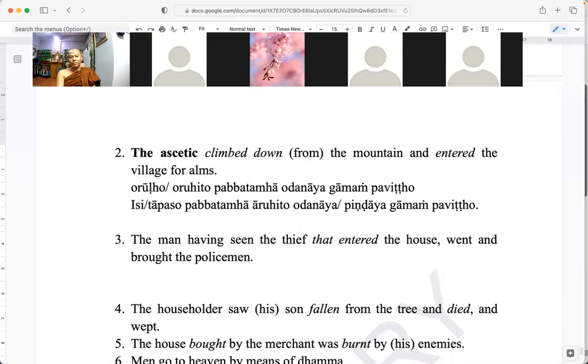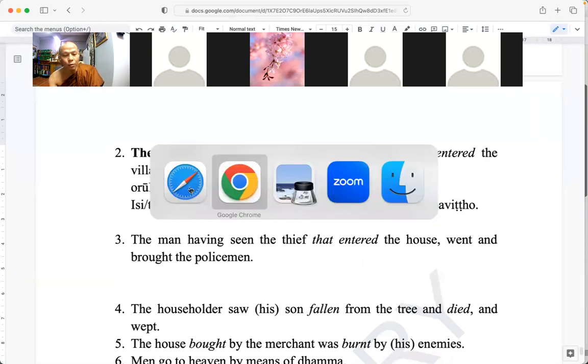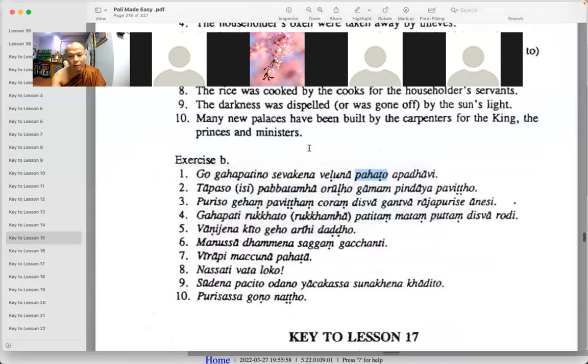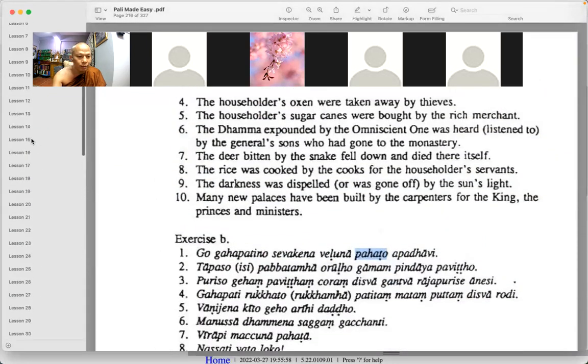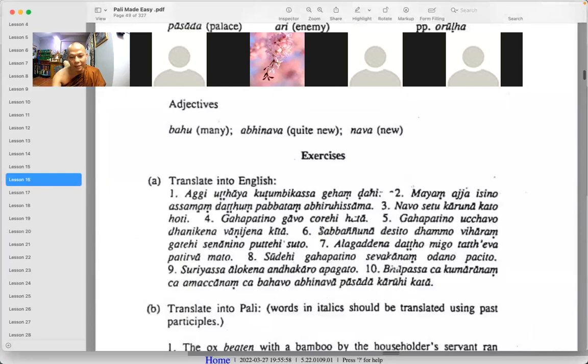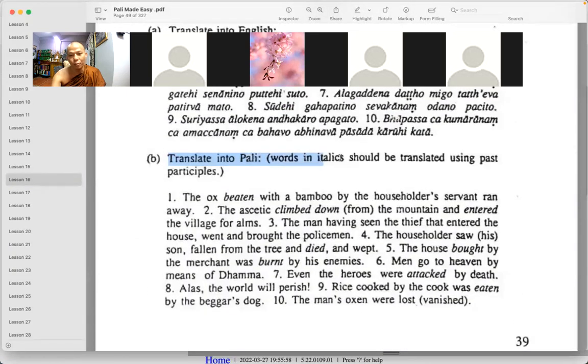And the second point, Pante. For the verb enter, the second verb, enter the village for alms. For the verb enter here, can we use past tense instead of past participle? Actually we can, but because we are practicing the past participle together with the usage of the genitive case. Here you see. Before practicing the exercise, translate into English. The italic parts should be translated using the past participle. That is, instead we use the past participle. But past tense is also right. Yeah, I got it. Thanks. Okay.